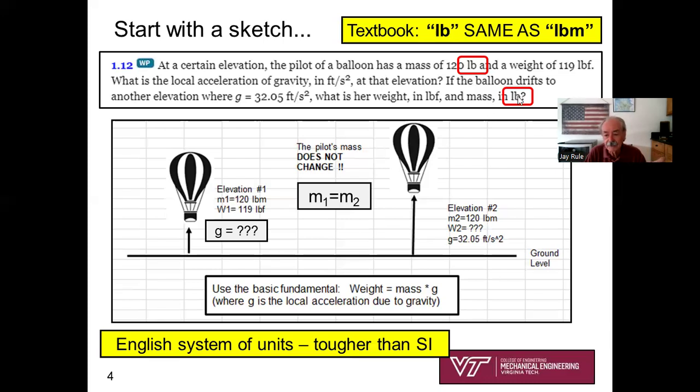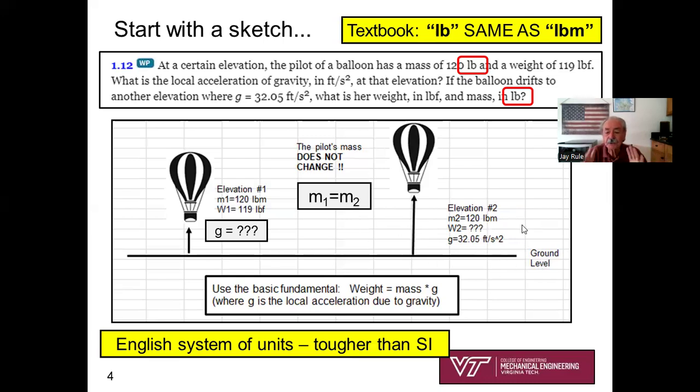And so actually you can get a third of the way through the problem by simply writing down M1 equals M2 equals 120 pounds mass, LBM, right? So that's a no-brainer just about. I've sketched elevation number 2. I've written down my given information on my sketch. You see that? I'm saying, well, what do I want to find? Weight number 2, question mark.